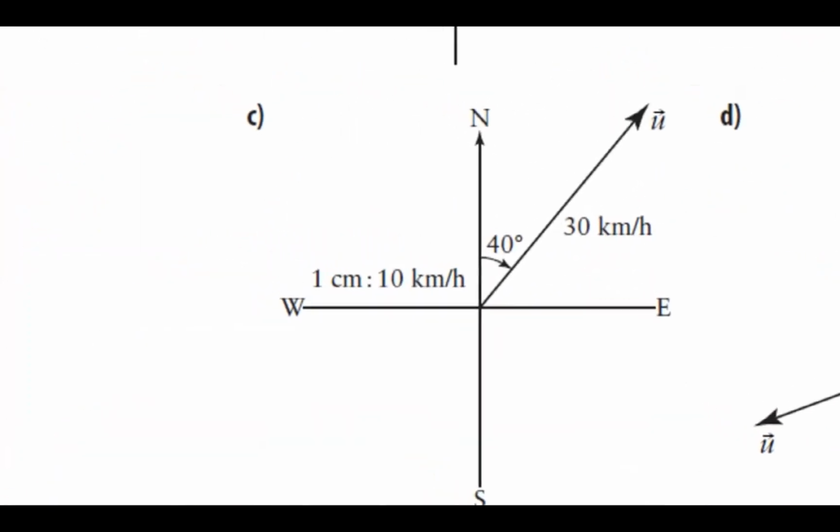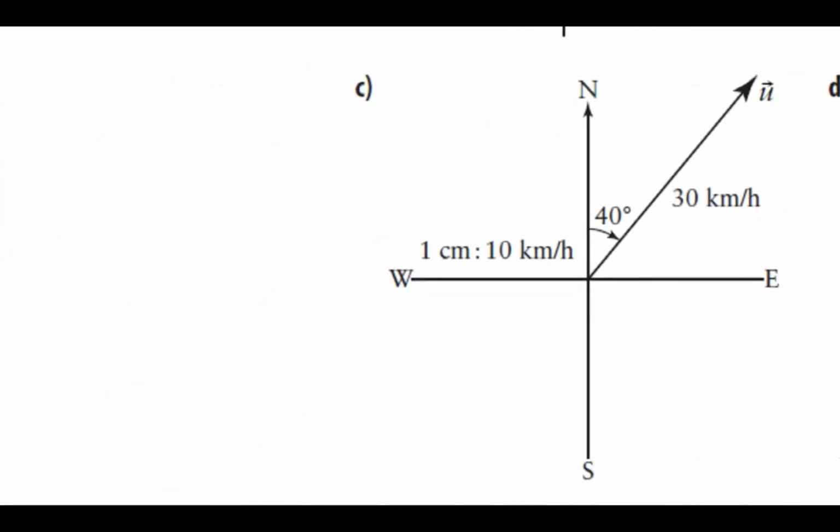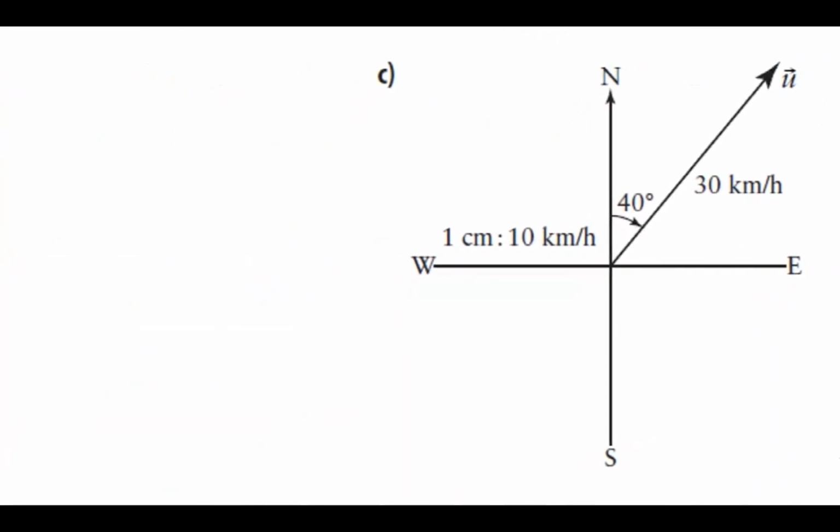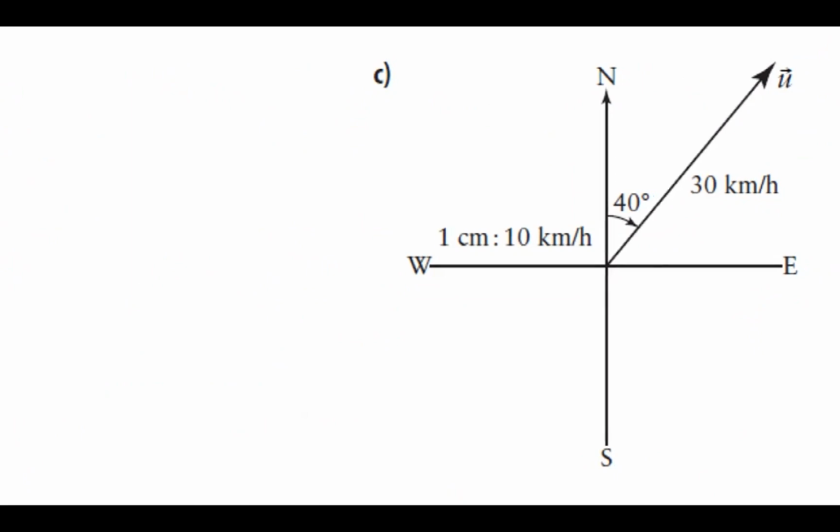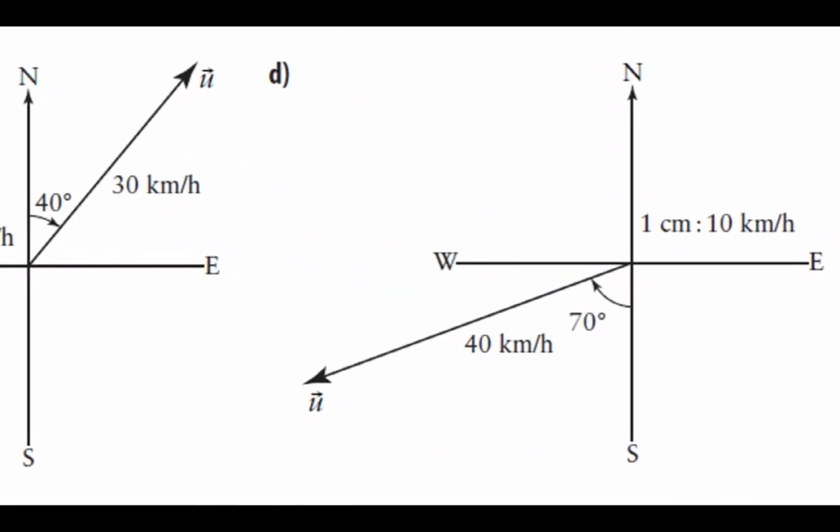And in question C, the vector looks like this, which has a quadrant bearing 40 degrees east of north. And the scale is 1 centimeter to 10 kilometers per hour. And in question D, the vector looks like this, which has a quadrant bearing 70 degrees west of south. And the scale is 1 centimeter to 10 kilometers per hour.